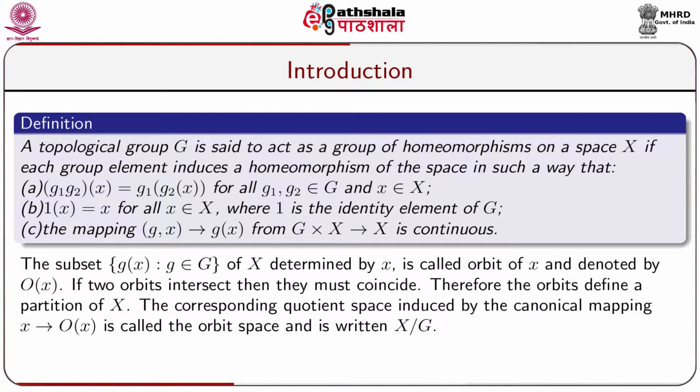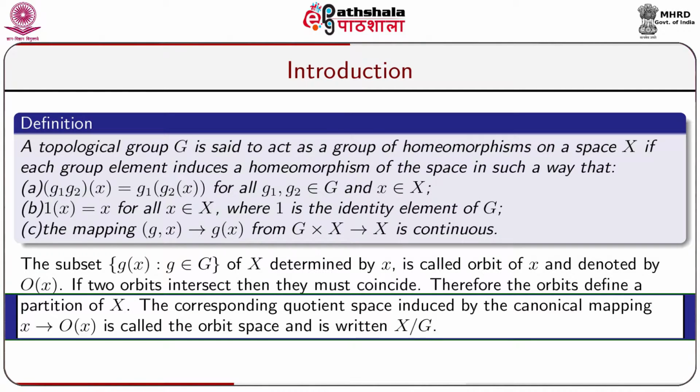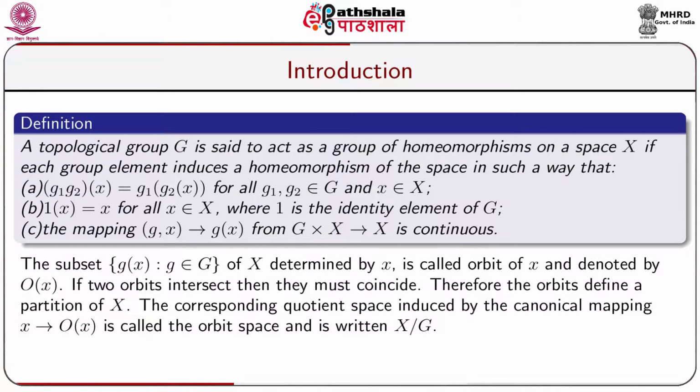So, we get a natural projection mapping p from X to the set of all orbits, the mapping defined by p of x is equal to O(x). Then this projection map gives a topology on the set of orbits. With this topology, the set of orbits is called the orbit space.